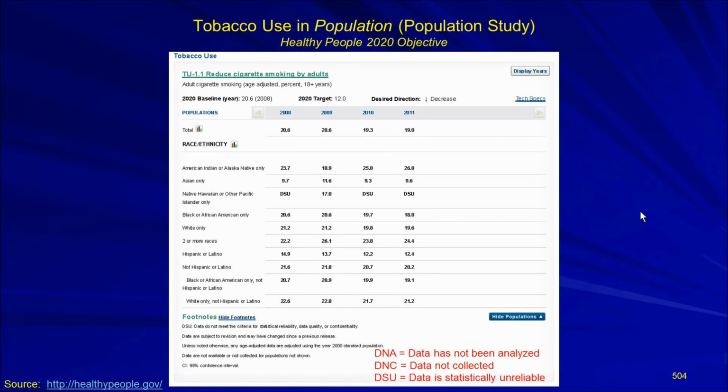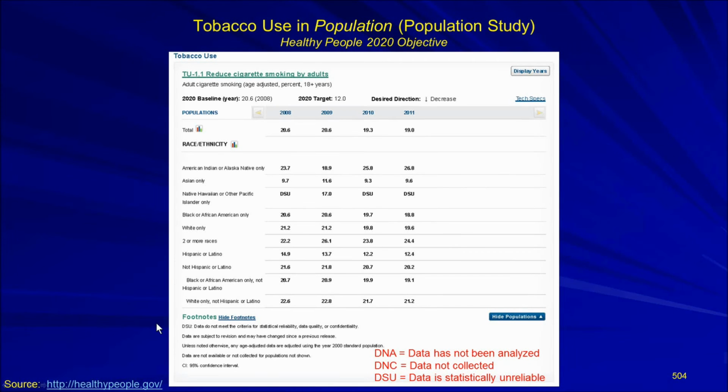Now, I told you with the prospective study there were group statistics and there were population statistics. And we have to obtain data from a secondary source to do population statistics. And I want you to go through this carefully with me so you understand it. This data came from Healthy People 2020.